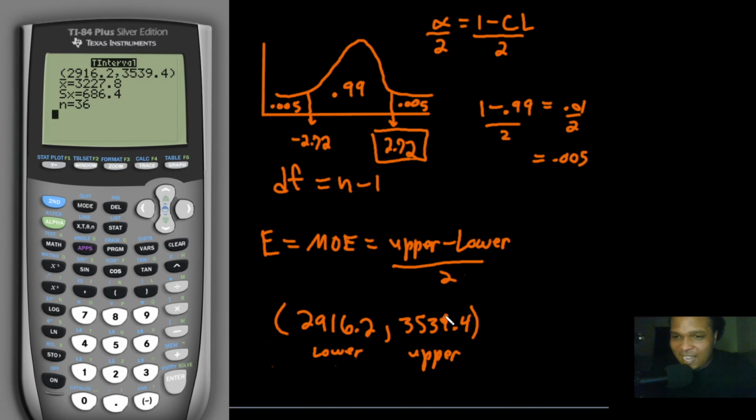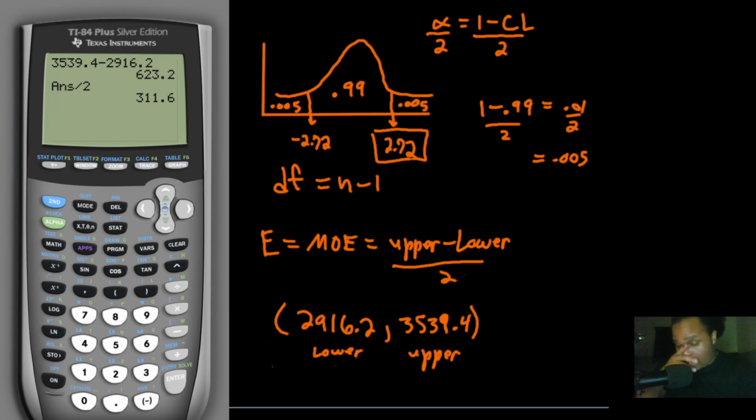Let's make sure that's a 9. It's a 9, okay. All right, so for your E, it's going to be your upper, 3539.4 minus 2916.2, hit enter, divide by 2, 311.6. One decimal place, 311.6. Well done.